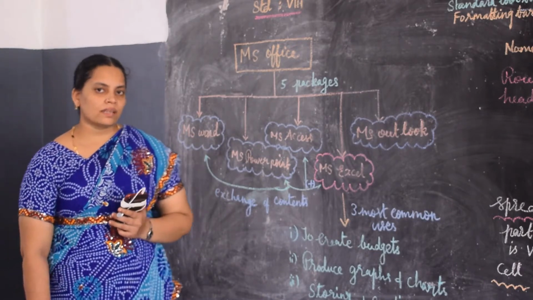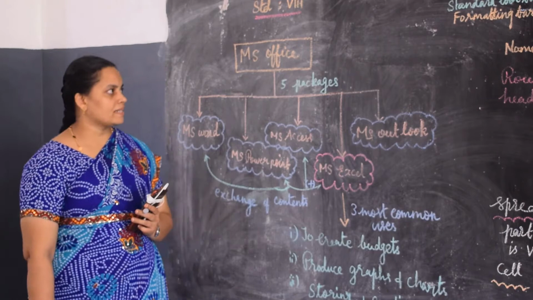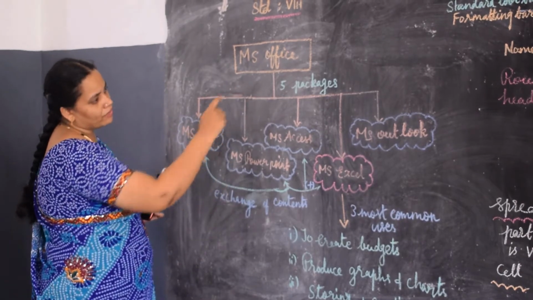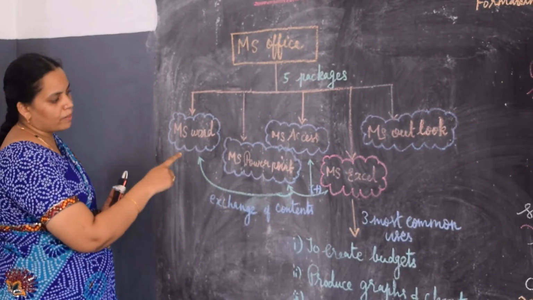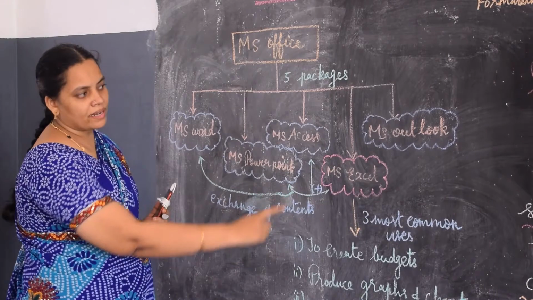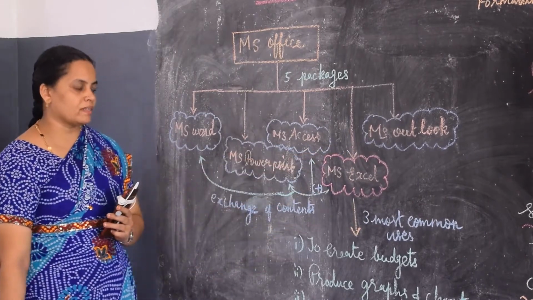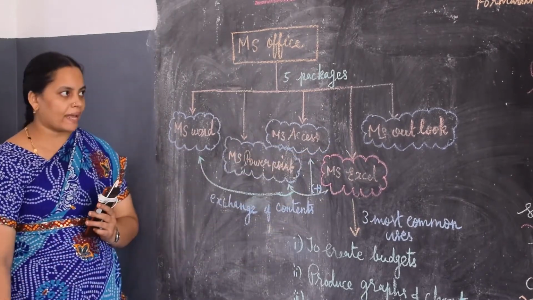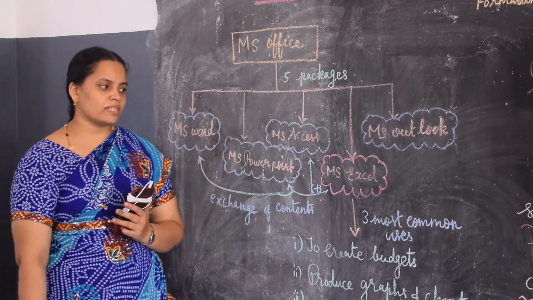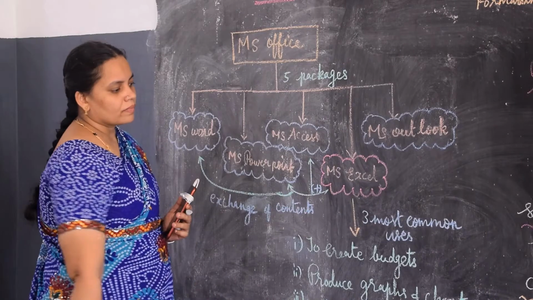You already learnt in last year's CS classes. Here, listen. MS Office has 5 packages. They are MS Word, MS PowerPoint, MS Access, MS Excel and MS Outlook Express. So these are the 5 software packages in MS Office. Now we are going to see about MS Excel.